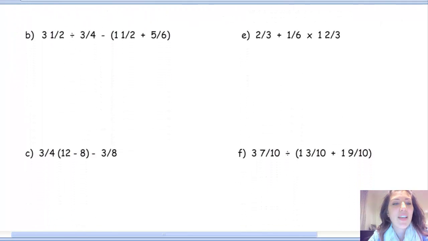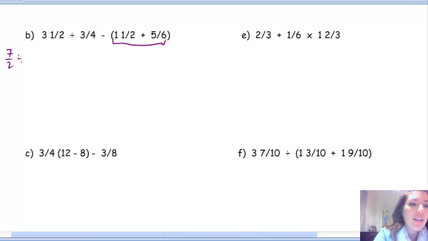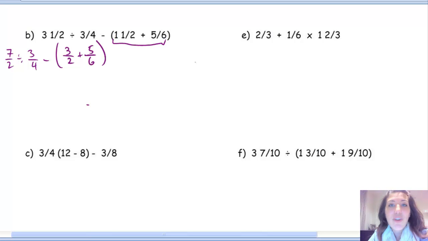Let's look at B. 3½ divided by 3/4 minus 1½ plus 5/6. Well, first step is our fraction section, and we also need to make sure all of our mixed numbers are written as improper fractions. So I'm going to do both of those at the same time, just to save some space. So 3 times 2 plus 1, 6 plus 1 is 7 over 2 divided by 3/4 minus, now this is our bracket section, 2 times 1 is 2 plus 3, plus 1 is 3 over 2 plus 5/6.